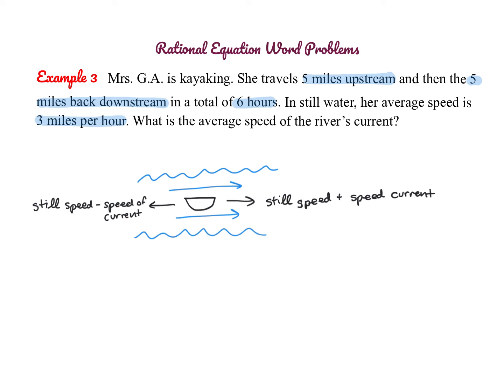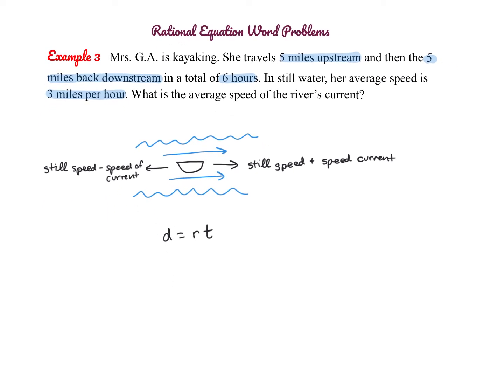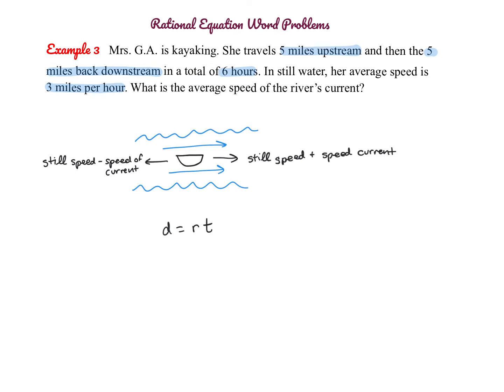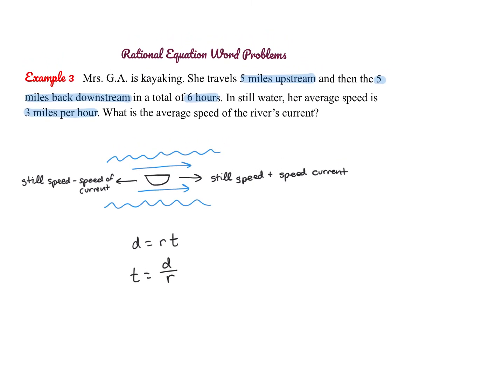Okay, so now we're ready to set up an equation so we can solve. So for this, we're going to be using our simple distance equals rate times time formula. And since we do know the total time that Mrs. GA is kayaking, we can take this formula and isolate t. So we have t equals d over r. So we can find a way to set up an equation that represents that total time that she's traveling.